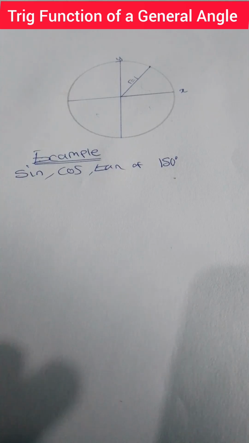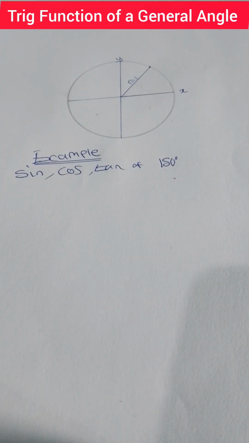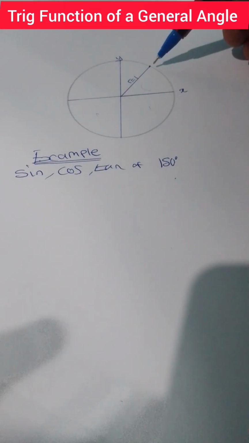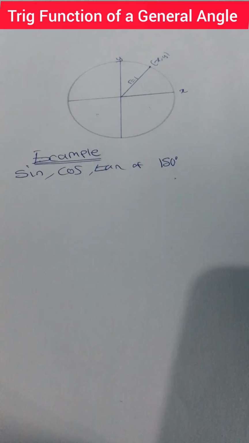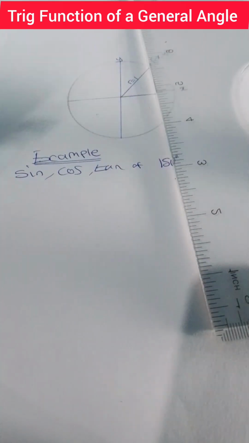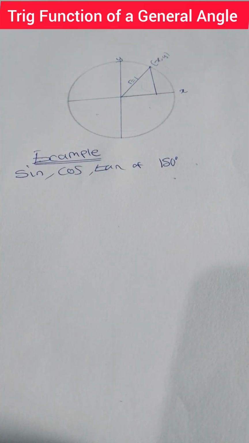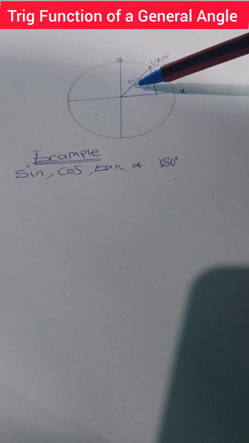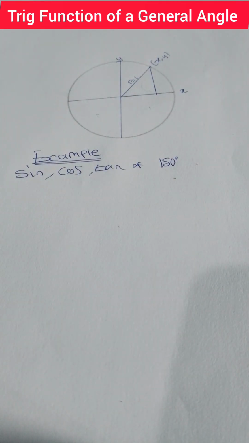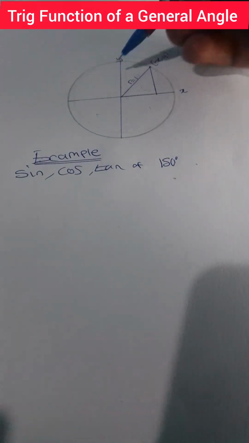What are the other things you should know about the unit circle? Another thing is that a point on the circle is x, y. Any point on the circle, for example this point here, is x, y. For us to understand clearly, let's draw a straight line here. There is an angle here. What you should know about the unit circle is we have the y-axis and the x-axis.